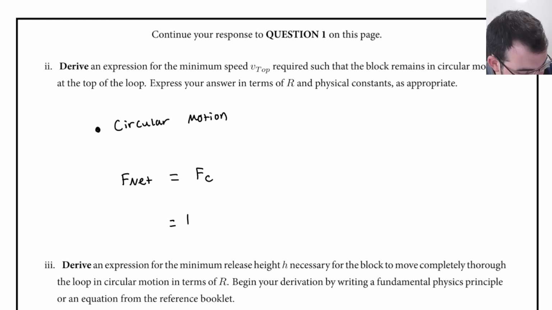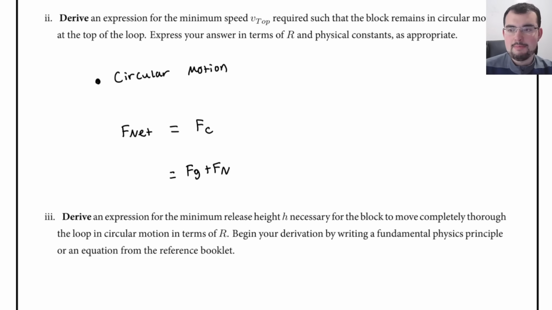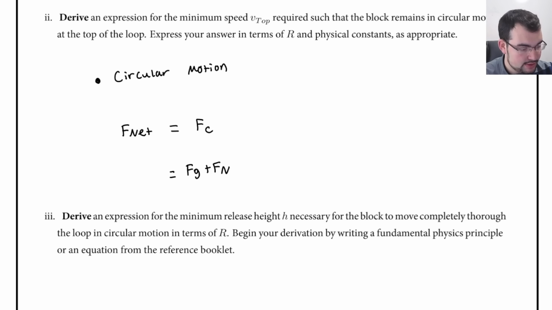So F net would be equal to Fg plus F normal. But if we find the minimum speed we can go and still get over, meaning we're just barely losing contact, so we actually take out this normal force term, because if you find the minimum speed, that's right when you start to lose contact. And if you lose contact, the surface isn't touching you anymore.